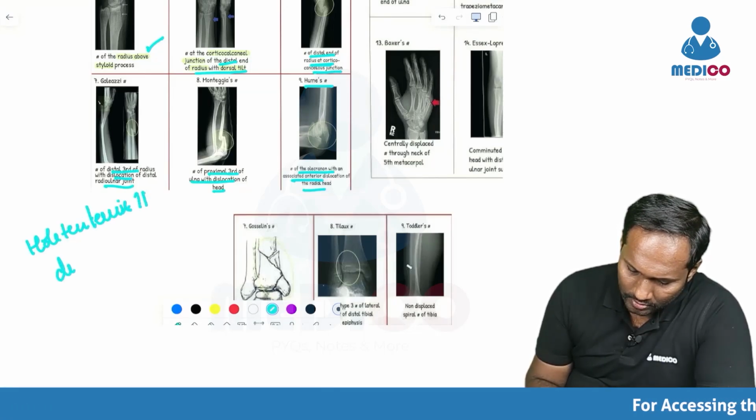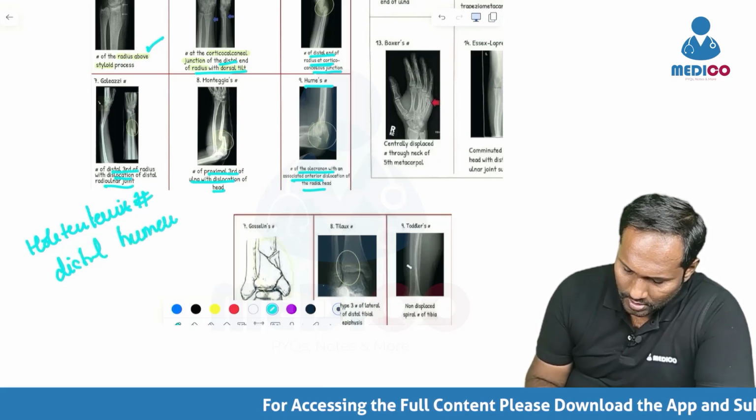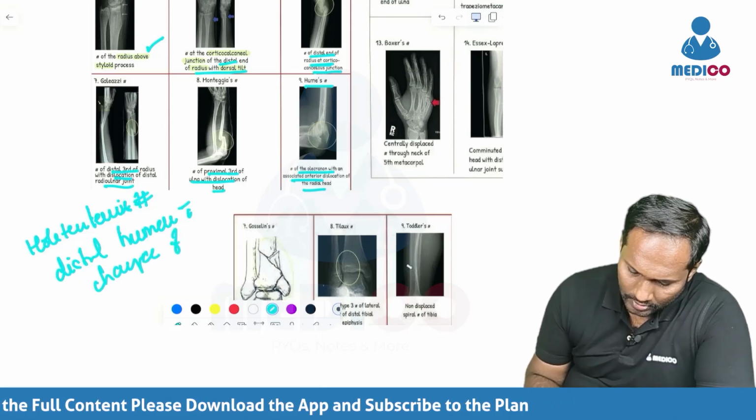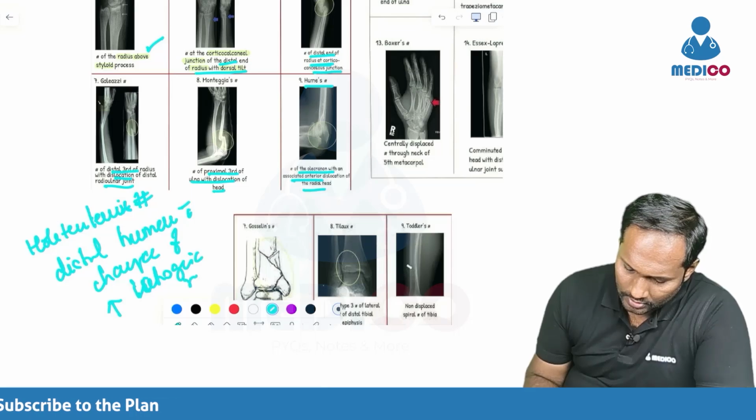Holstein-Lewis: distal humerus fracture with increased chance of iatrogenic radial nerve injury.